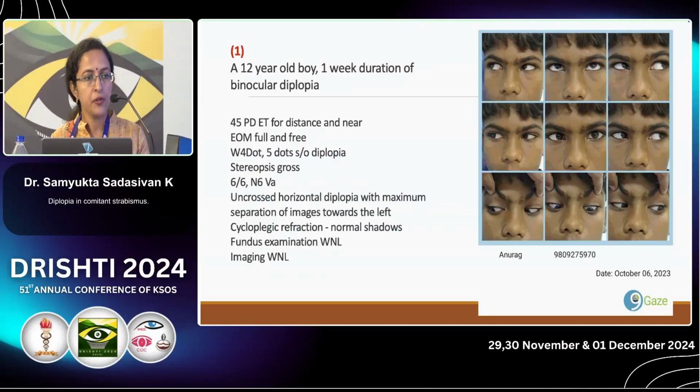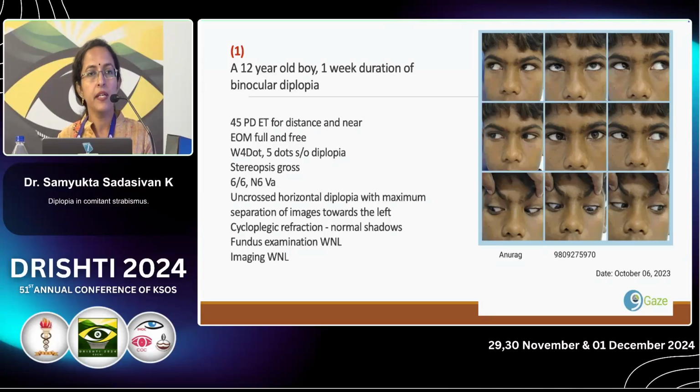So this was a 12-year-old boy who presented with a history of binocular diplopia of 1 week duration. There was no contributory family history or any precipitating event. His squint evaluation revealed 45 prism diopters of esotropia for both distance and near, alternating well, with full extraocular movements. The Worth 4-dot test revealed that the patient said he was seeing 5 dots, suggestive of binocular diplopia. His best corrected visual acuity was 6/6 and N6. Cycloplegic refraction was within normal limits. Fundus exam also showed nothing abnormal.